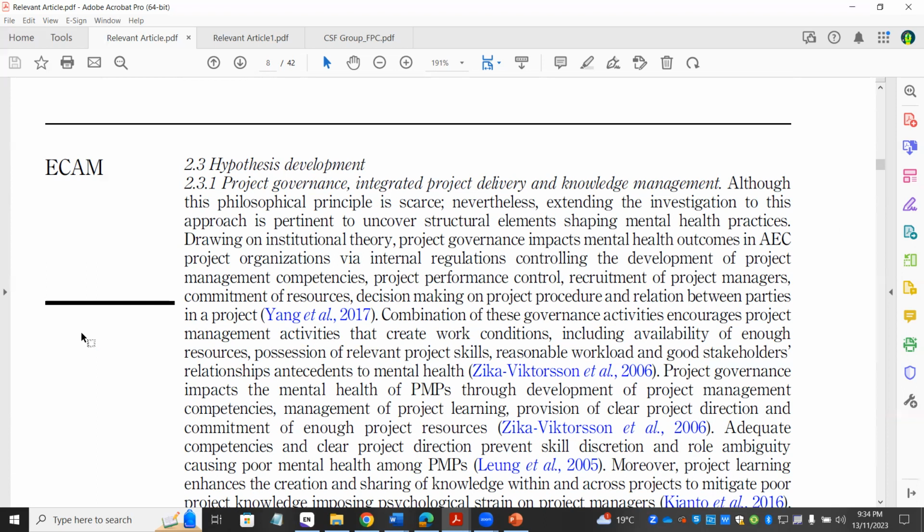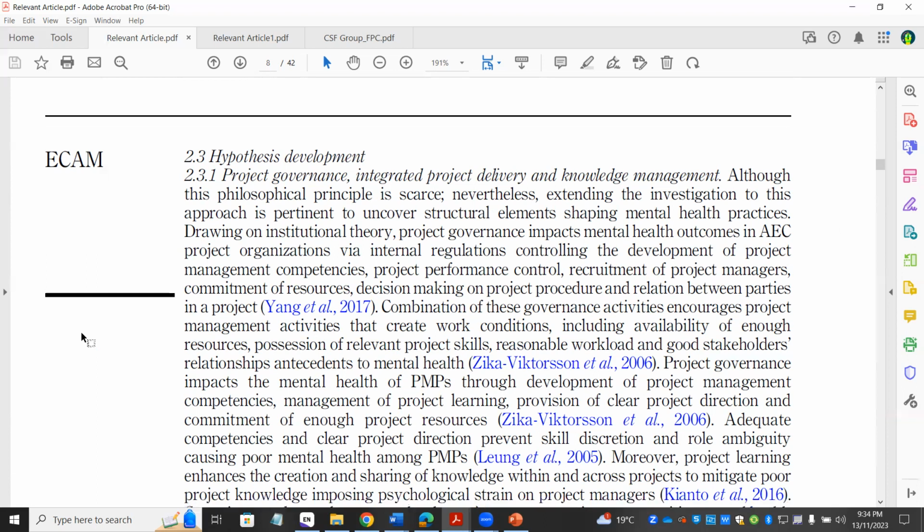But in this video, I'm showing you how hypotheses have been developed from existing literature. Okay, so let's go here. Here, based on the existing literature, he tried to relate project governance, integrated delivery, and knowledge management together. So let's see what he said.